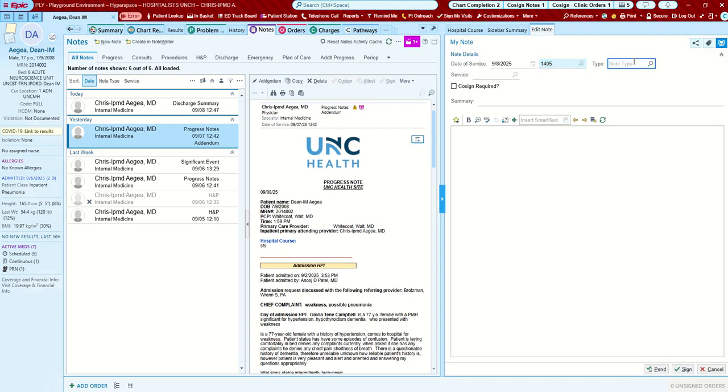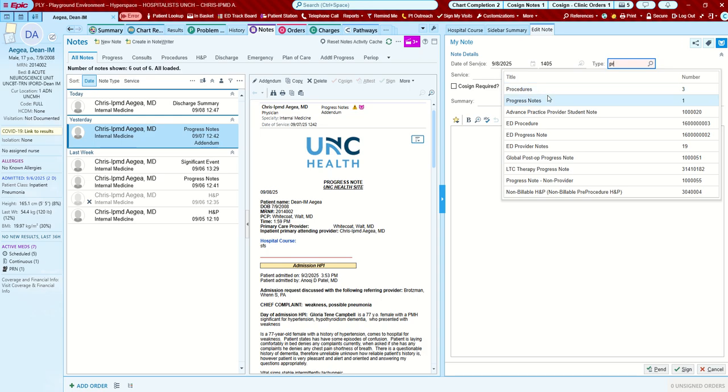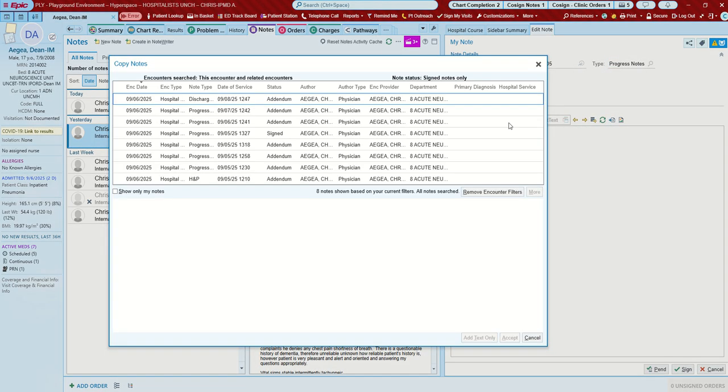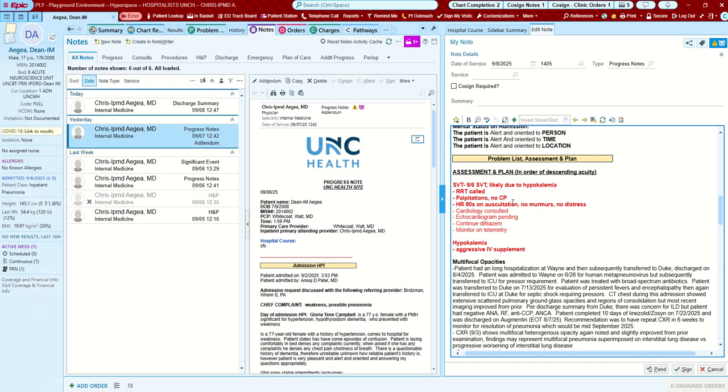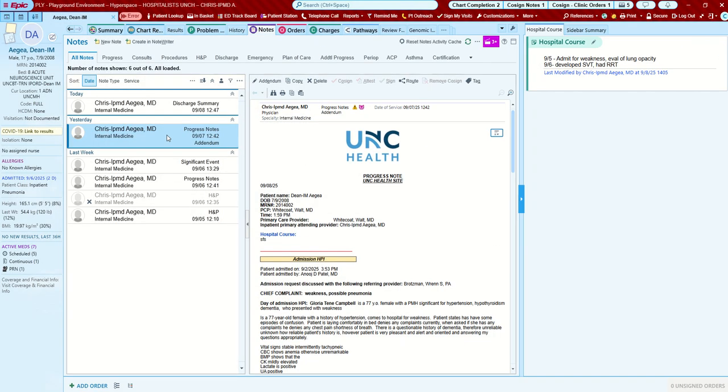I'm going to do a progress note. Since I already have a progress note, I just use the little arrow here and I copy forward the note from yesterday. Done, and I do the same exact thing. In this case, for example, yesterday it said RT was called, palpitations, all this stuff. I already have a completed note here.